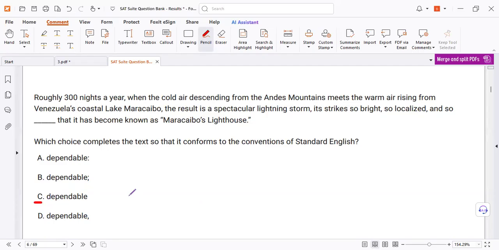Let me help you. The structure here is about cause and effect. Look: so bright, so localized, and so that. "So that," as you know, is a subordinated conjunction. We don't use any punctuation before that in this structure. Cause and effect. So before that, we don't use any punctuation, no comma, no punctuation. So letter C is wrong. That's all. Feel it?